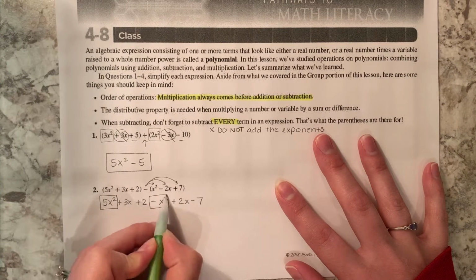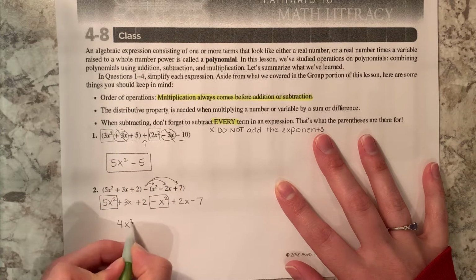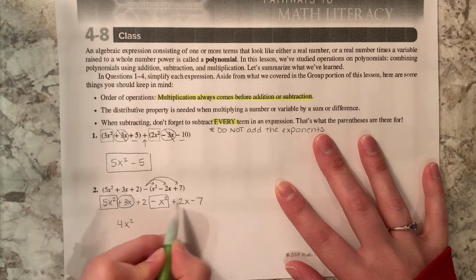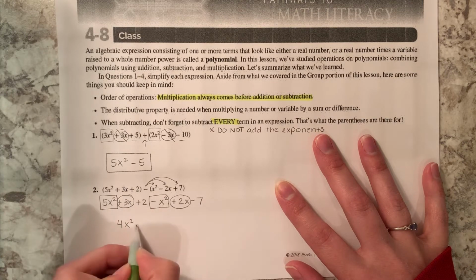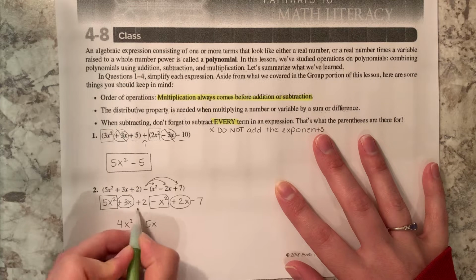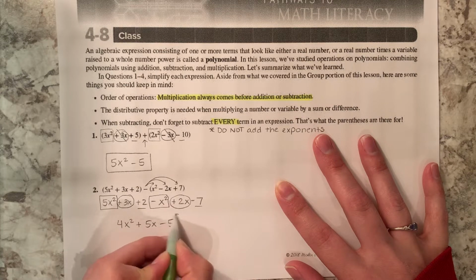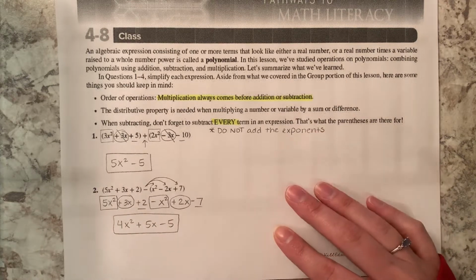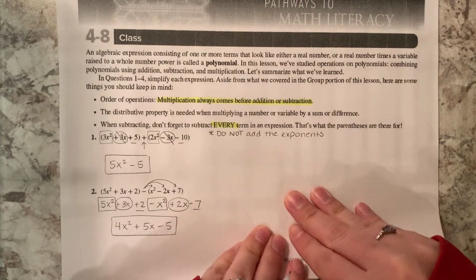So 5x squared minus 1x squared gets me 4x squared. Again, don't add the exponents. And then 3x and 2x make 5x, and 2 minus 7 gets me a negative 5. Okay. All right, moving forward.